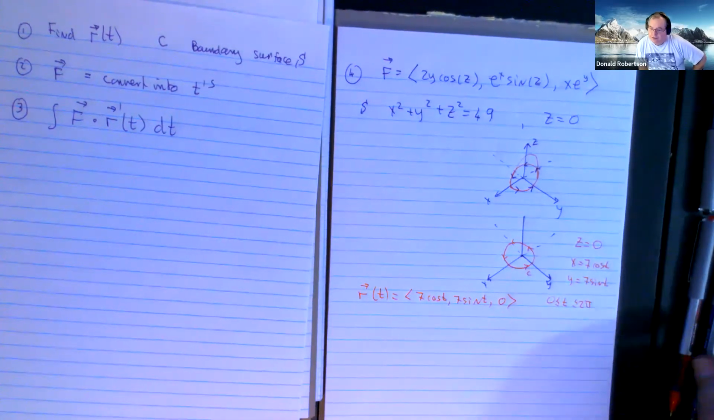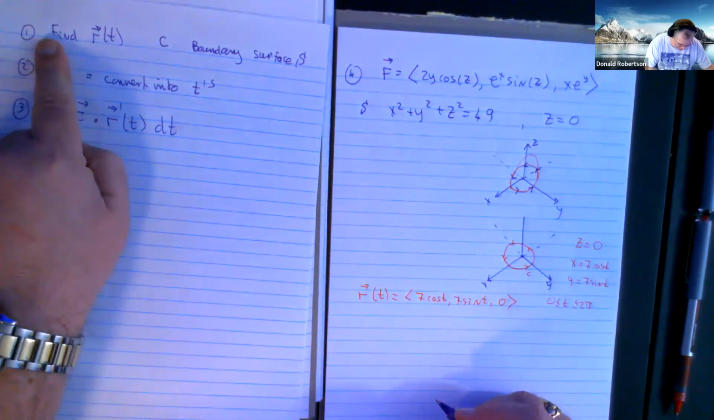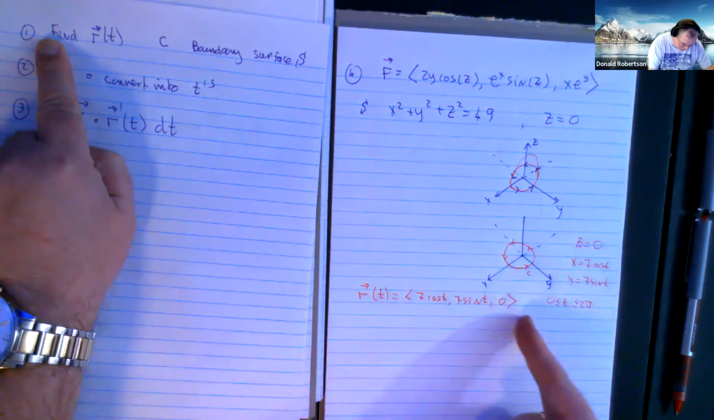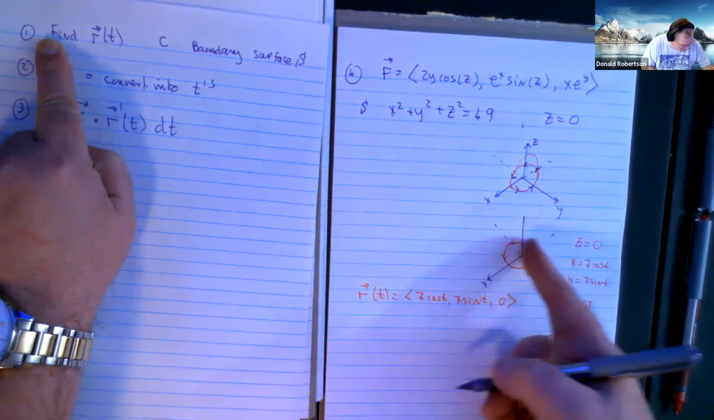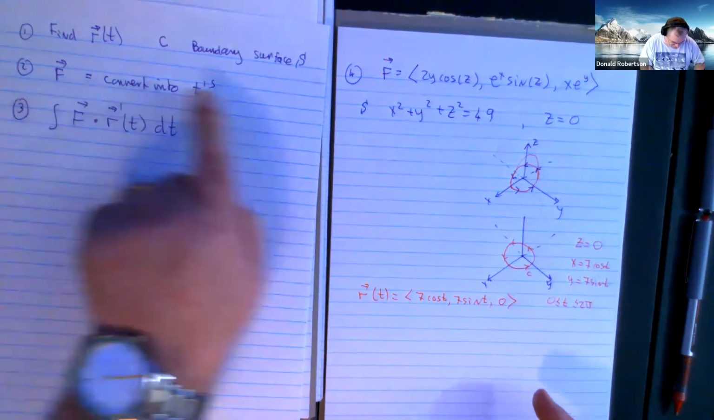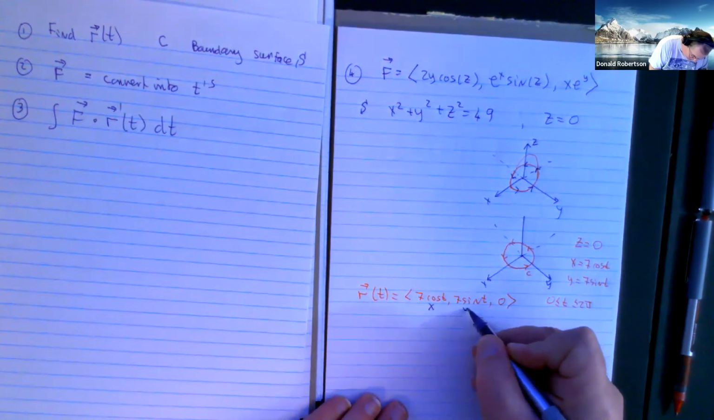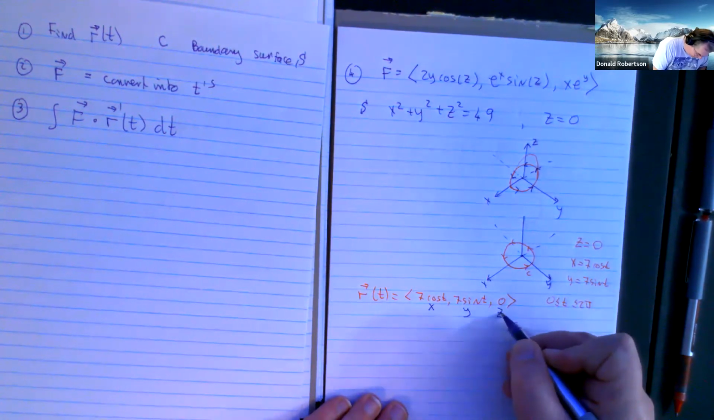So far, so good. Now, that's number 1 done. Parametric equation of the boundary curve C. Now we're going to convert this vector field into t's, using that for the x, that for the y, and that guy for the z.